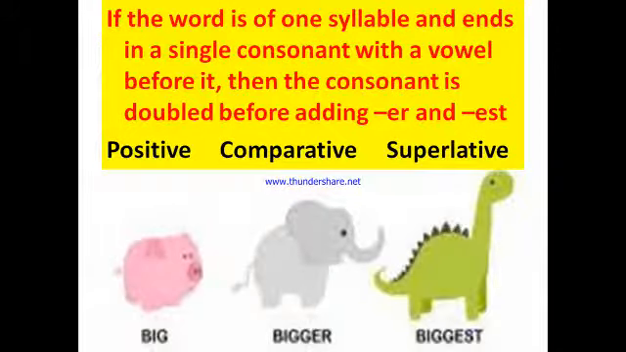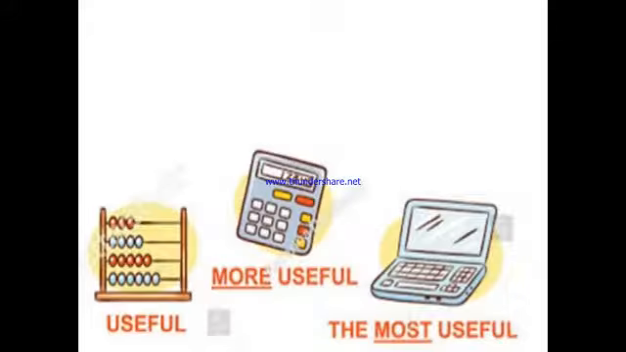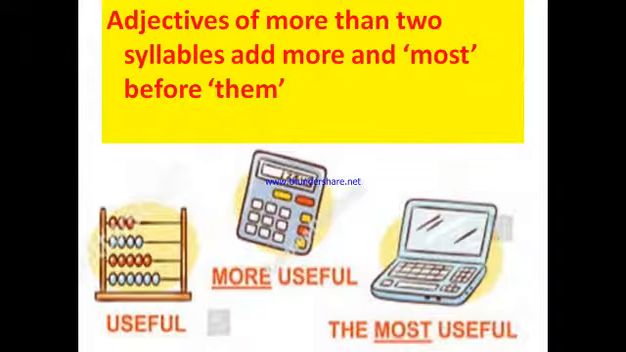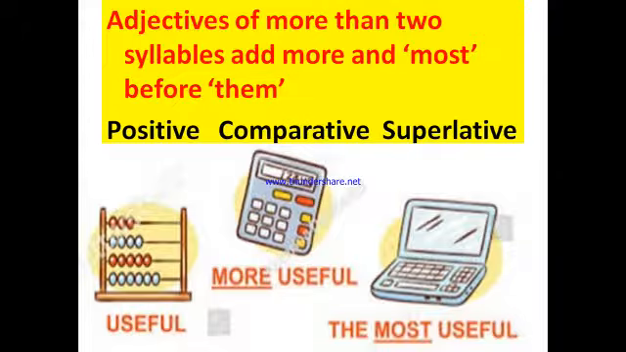If the word is of one syllable and ends in a single consonant with a vowel before it, then the consonant is doubled before adding er and est. For example, big, bigger, biggest. Adjectives of more than two syllables add more and most before them. For example, useful, more useful, most useful.